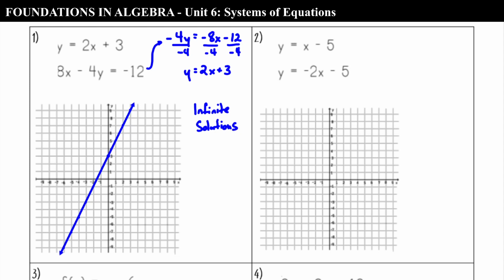All right, let's take a look at number 2. Both are in y equals slope-intercept form, so that makes it easy for us. Our first y-intercept is at -5, so we're going to put that there. And then we're going to graph our slope of 1. And so that's going to have us going through about like this. Make sure it's all accurate here. Our second line also has a y-intercept of -5, but a slope of -2.